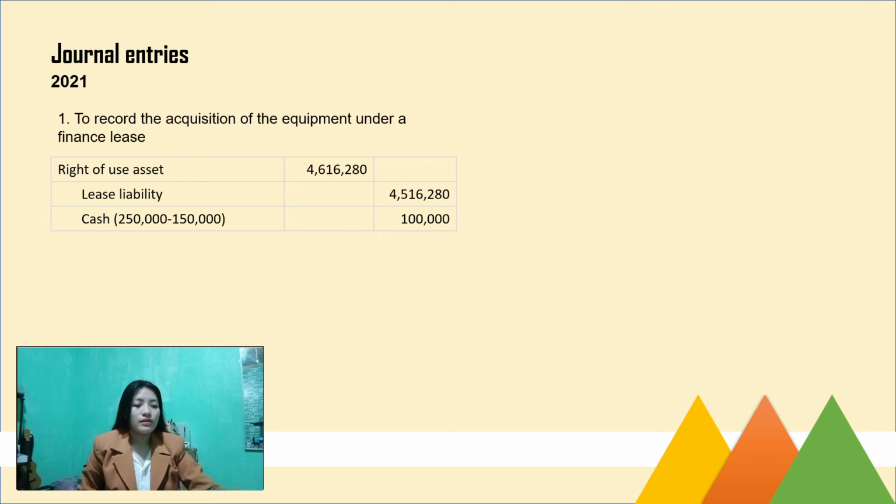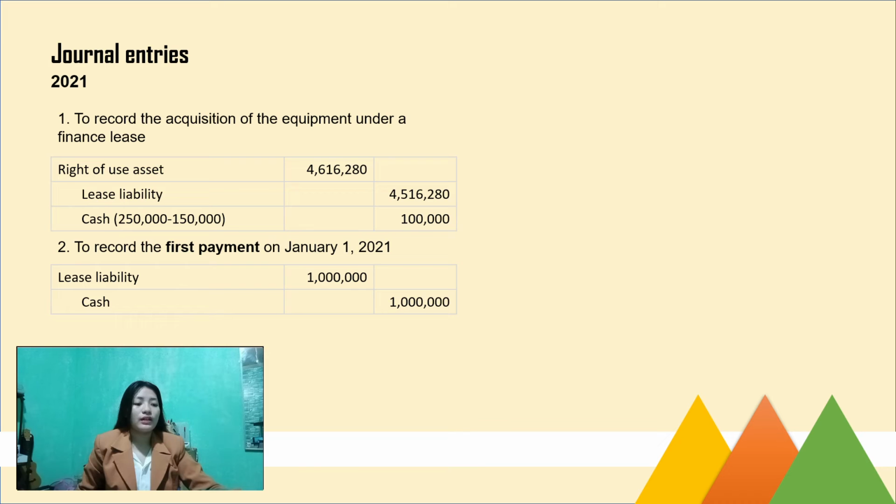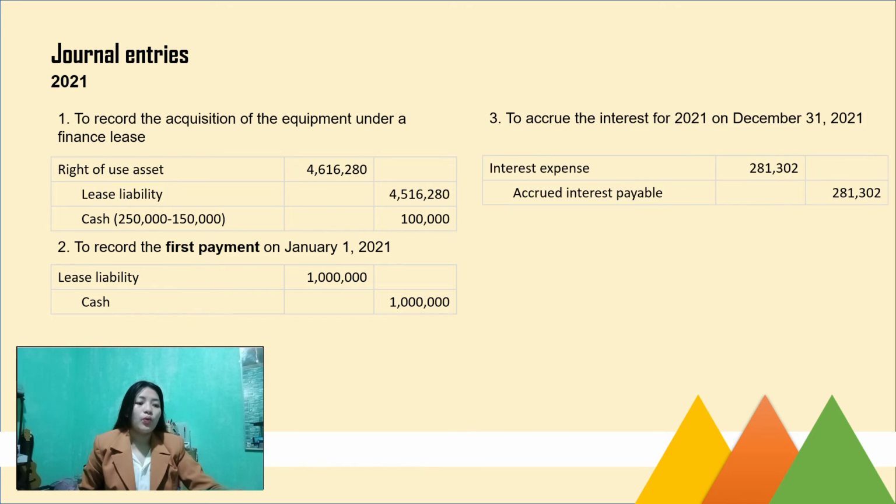So, next na tayo. Second is to record the first payment on January 1, 2021. We debit lease liability and credit cash amounting to 1 million. Kasi nga nagbayad na tayo, syempre mawawala na tayo ng utang and naglabas tayo ng pera. So, yung 1 million na amount ay given na siya kasi sinabi na may annual fixed payment in advance at the beginning of each lease year amounting to 1 million. That is why 1 million yung first payment for January 1, 2021.